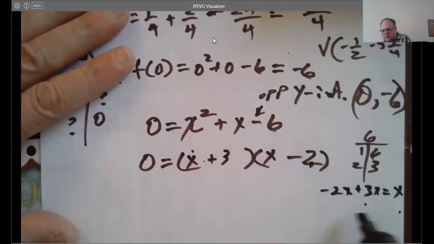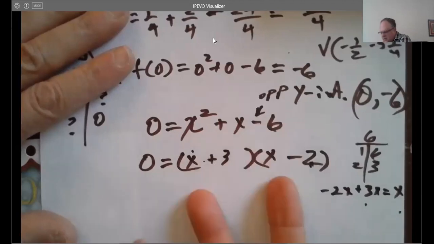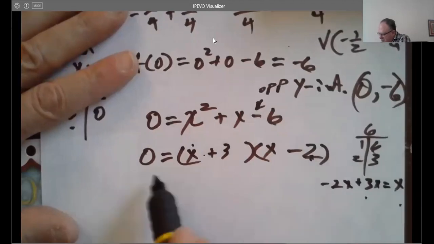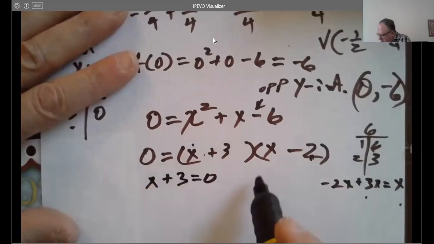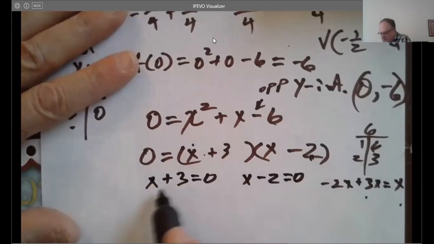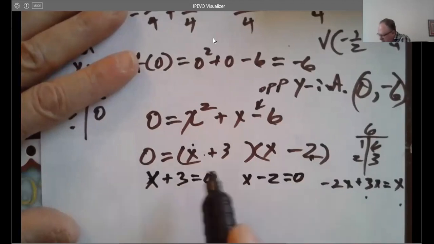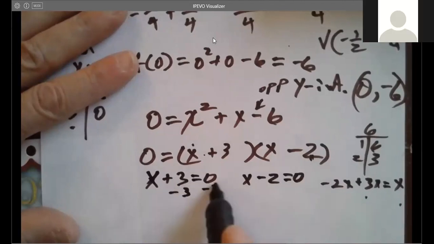If the number was right but the sign was wrong, then all you'd have to do is switch the signs. Now at this point, we set each factor equal to 0. x plus 3 equals 0, and x minus 2 equals 0. And so now we have to solve for x here.